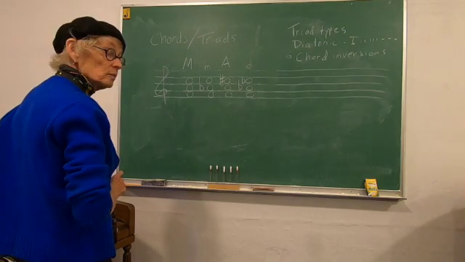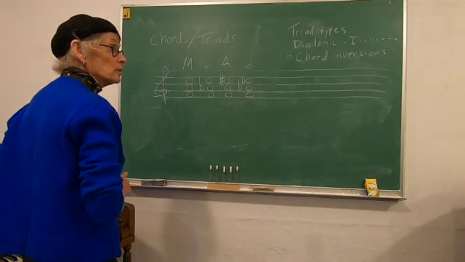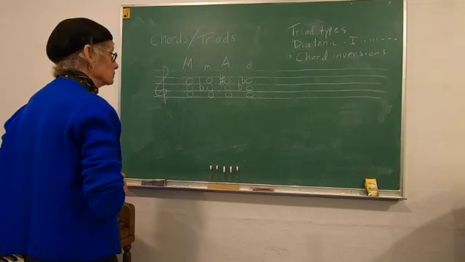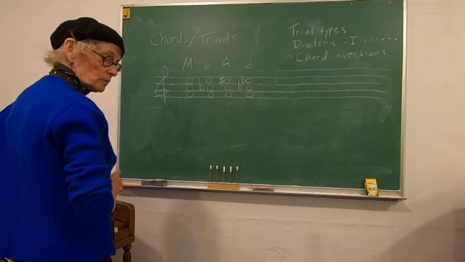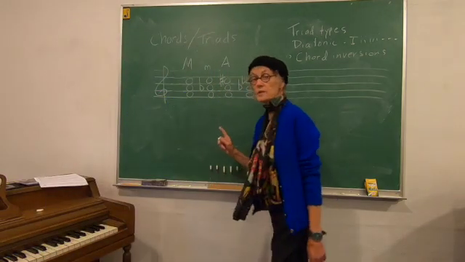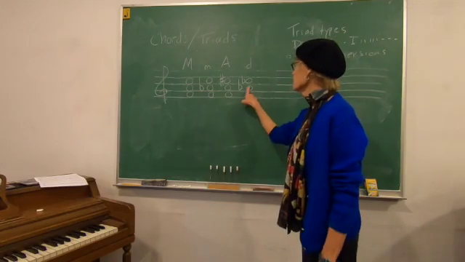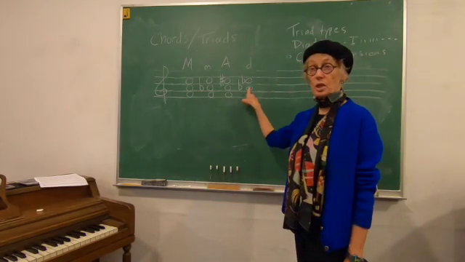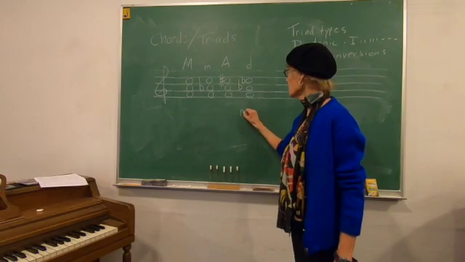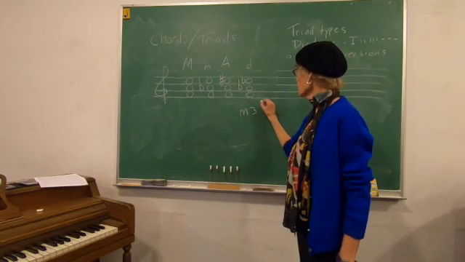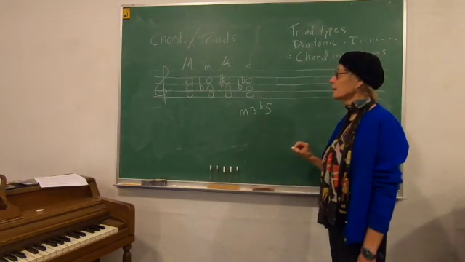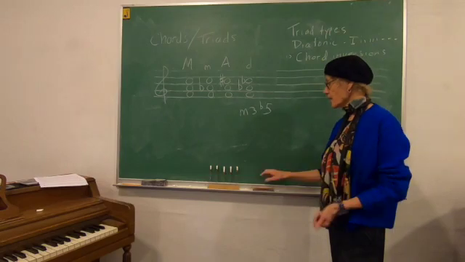So we have major, minor, augmented, and diminished. Those are the 4 types of triads that we work with. For those of you who read popular music or jazz lead sheets, this is often called a minor third with a flat 5. It's a different way to say it. But these are our 4 triad types.